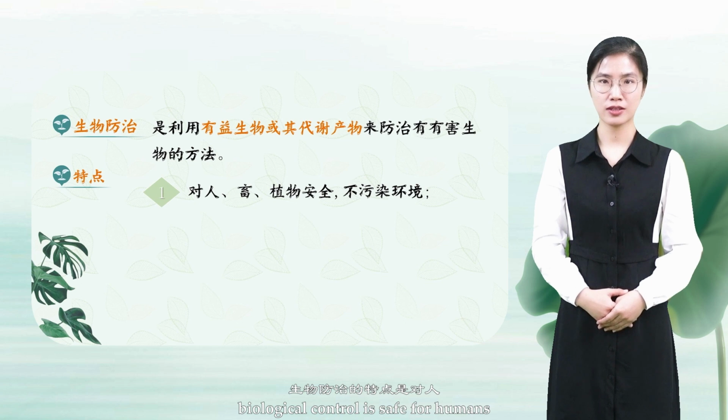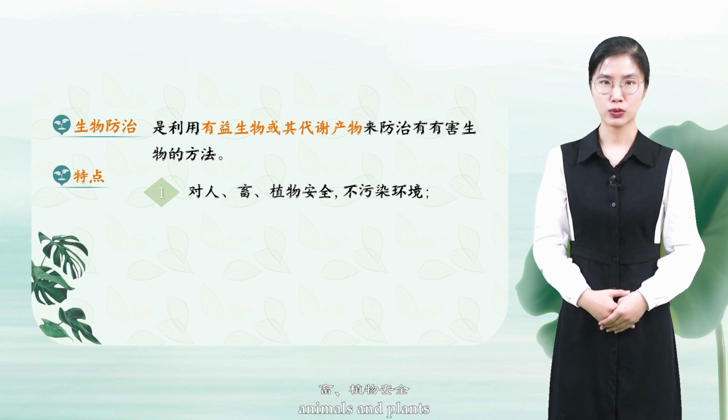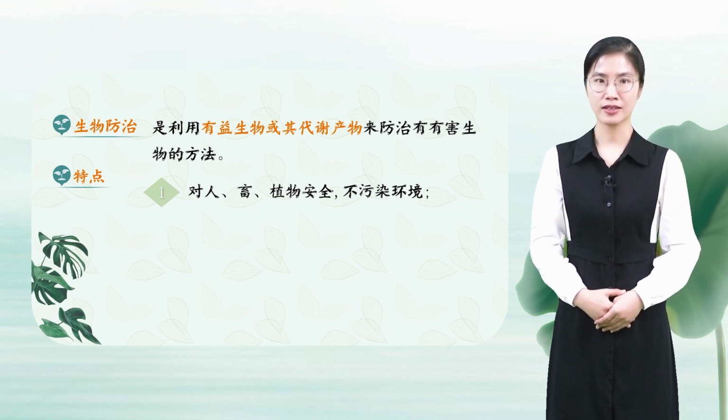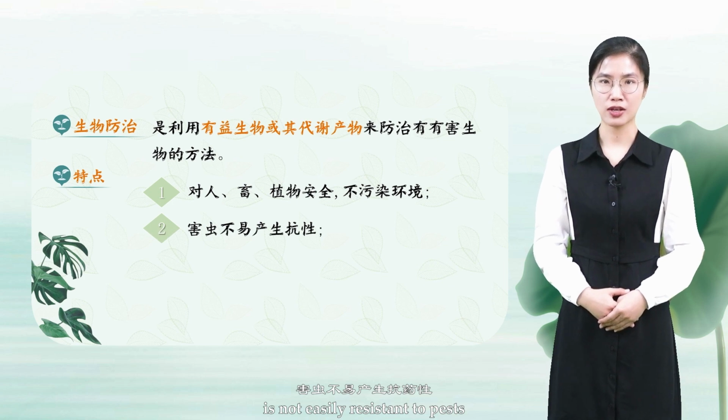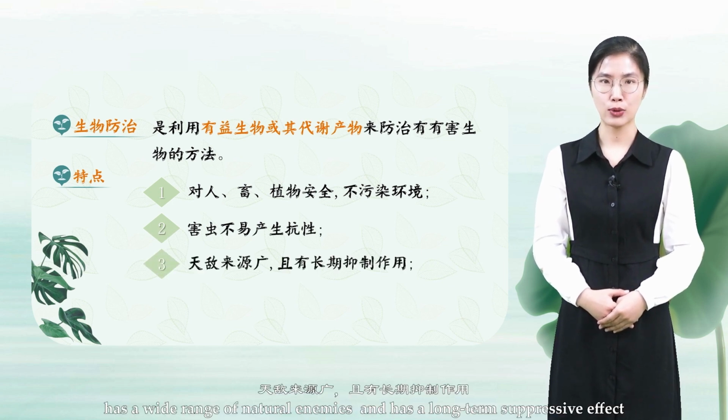Biological control is a method of using beneficial organisms or their metabolites to control pests. Biological control is safe for humans, animals, and plants, does not pollute the environment, is not easily resisted by pests, has a wide range of natural enemies, and has a long-term suppressive effect.